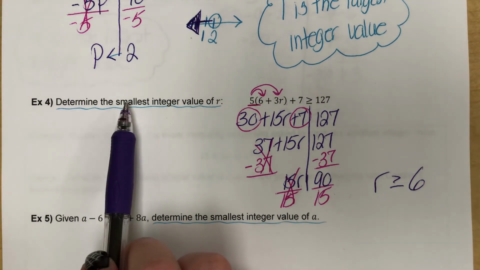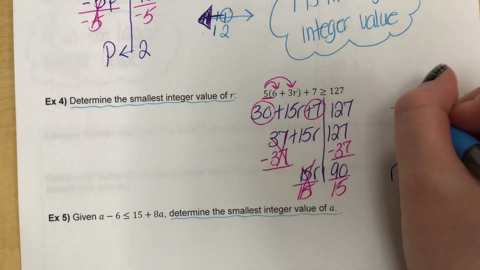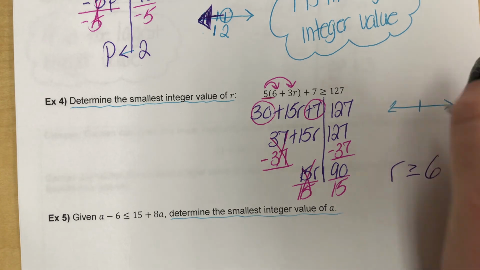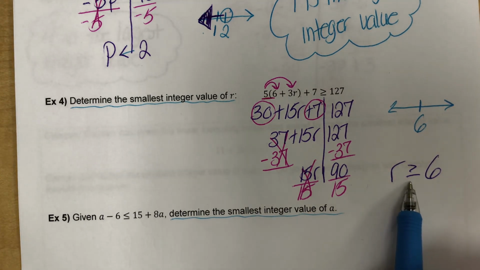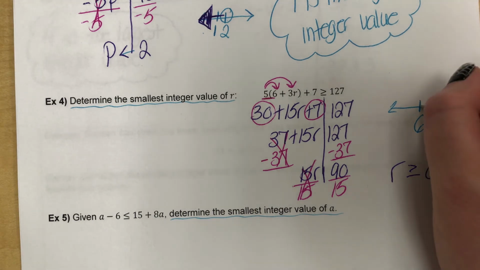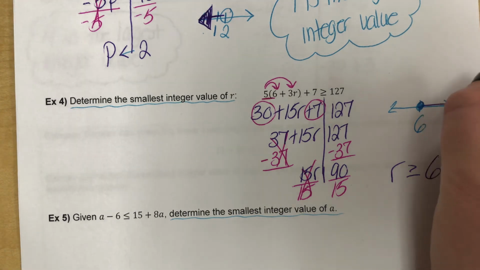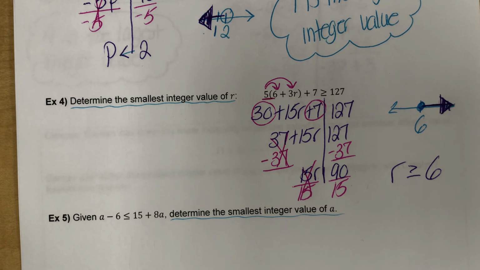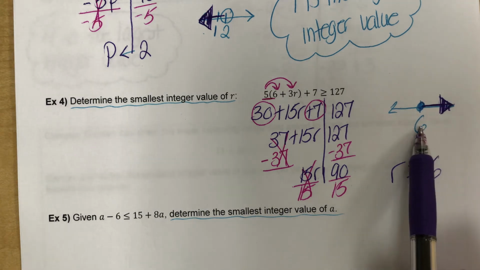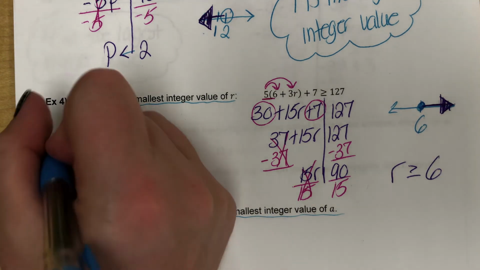And then again, what's the smallest integer value? I'm going to figure that out by drawing a little number line here. I put my solution on it, which is 6. This will be a closed circle that's greater than or equal to. So I can be 6, or I can be greater than 6. All right, so I got to fill that in. So this is different than numbers 1, 2, and 3, because since 6 is closed, 6 would be the smallest integer value. Write that down.